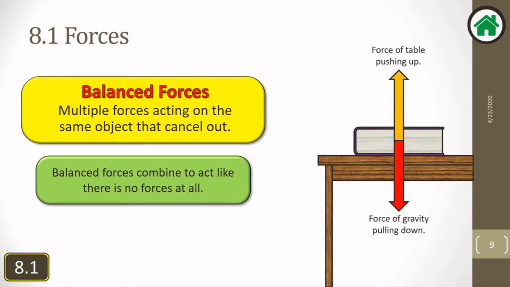Now, forces can be either balanced or unbalanced. So let's start with balanced forces. When you have a book like this sitting on a table, the forces acting on that book are balanced. You've got the force of gravity that's pulling down, but then you have the force of the tabletop that's pushing up. And because the book isn't moving in either direction, or is not accelerating in either direction, and that distinction is very important, then we would say that the forces acting on the book are balanced. Whenever the forces on an object are balanced, then they combine to act like there's no force at all.